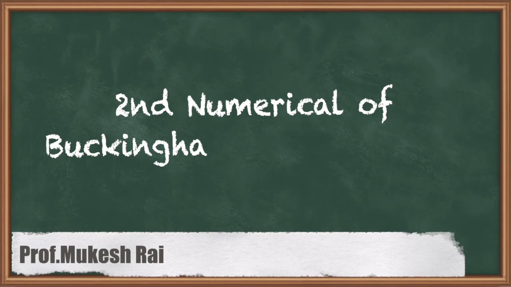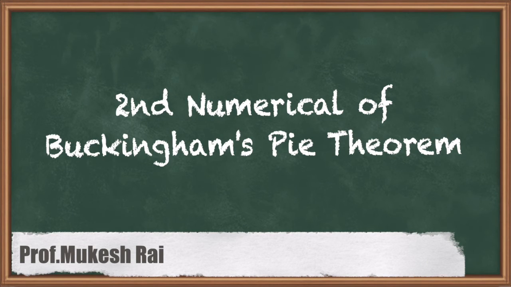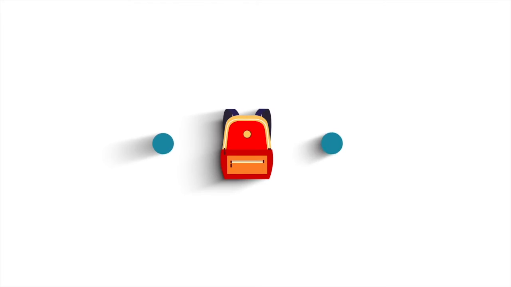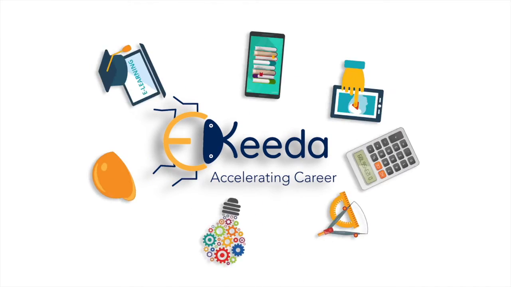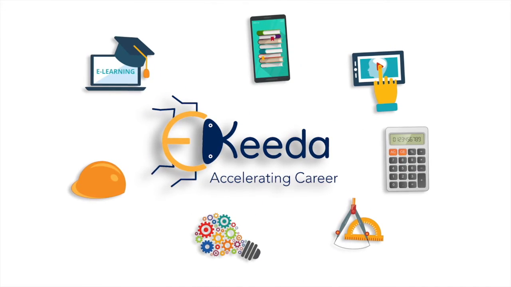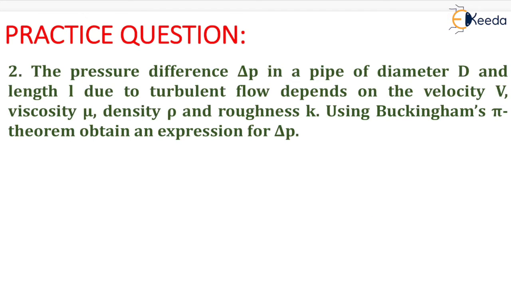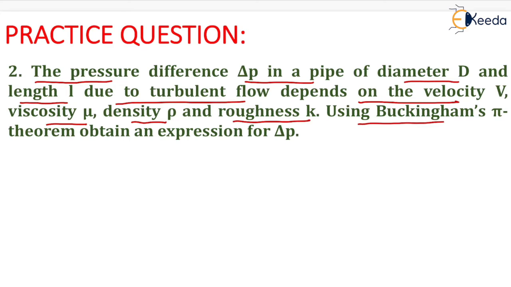Hello students, today we are going to solve second numerical of Buckingham pi theorem. Question is written as the pressure difference delta P in a pipe of diameter d and length L due to turbulent flow depends on the velocity v, viscosity mu, density rho and roughness k. Using Buckingham pi theorem, obtain an expression for delta P.